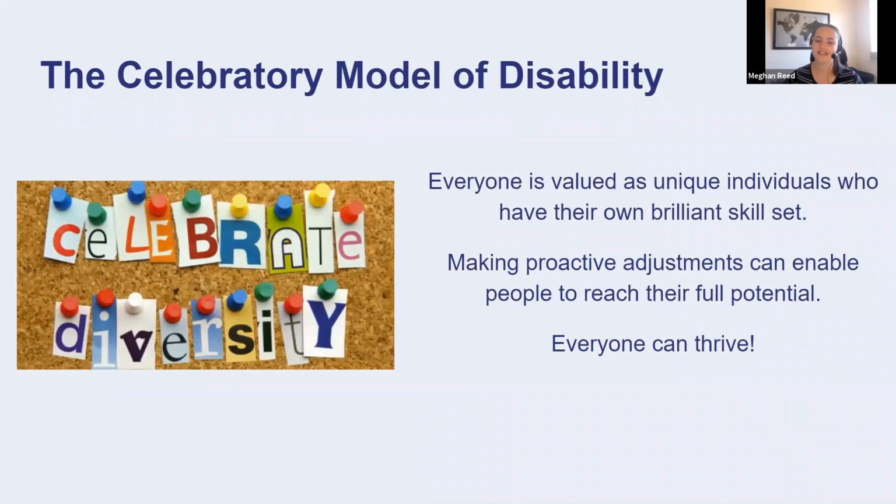The model that Diversity and Ability like to use is the celebratory model of disability. And this really takes the social model and says, yes, I see the wonderful merits that you've got, but we'd also like to start to value the individuals who have their own amazing skill sets too. So the celebratory model takes a person and says, yes, you are an amazing person. How can we make proactive adjustments to make sure that you're able to reach your full potential in any situation so that everybody is able to thrive?